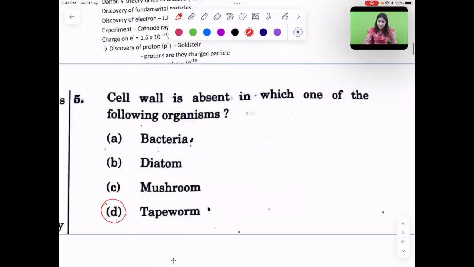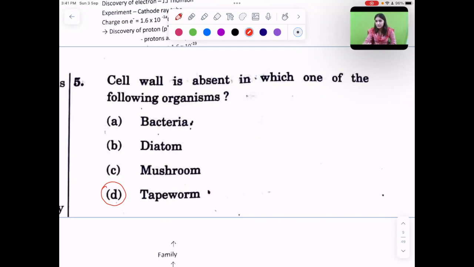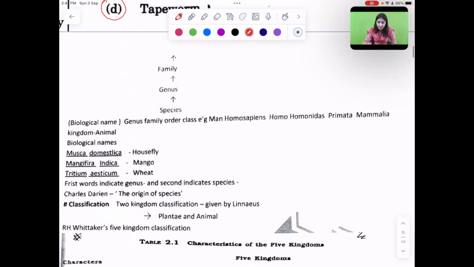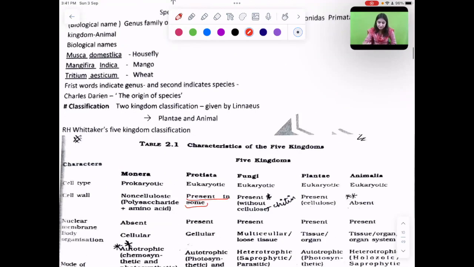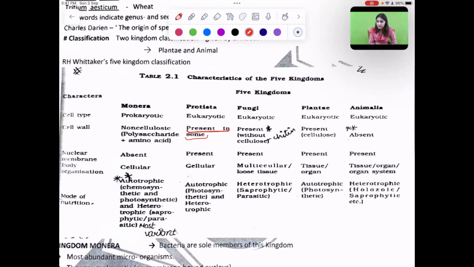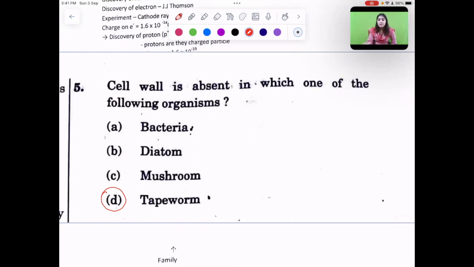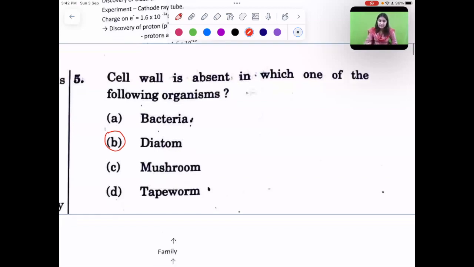Next question, cell wall is absent in which of the following organisms? This question is from biological classification chapter. Okay, so here Protista. In kingdom Protista, cell wall is present in some of the organisms, right? So we have to identify a protista here. Option D, tape... sorry, answer is not tape worm. Yes, we have to identify a protista. So B, diatoms. This is the correct answer. The rest, mushrooms, belong to fungi. They have a very characteristic cell wall made up of chitin. The answer is diatom.